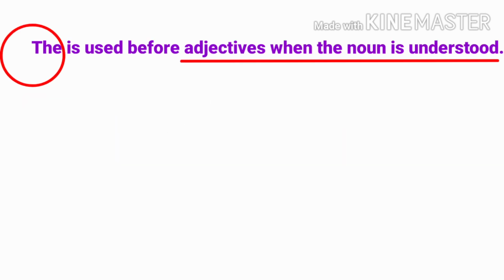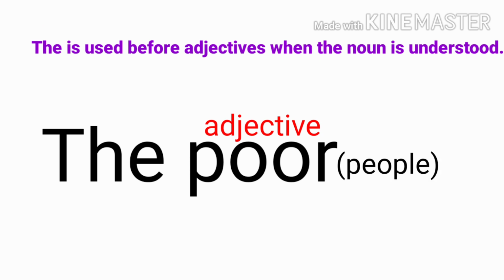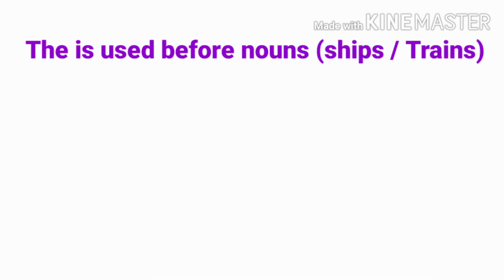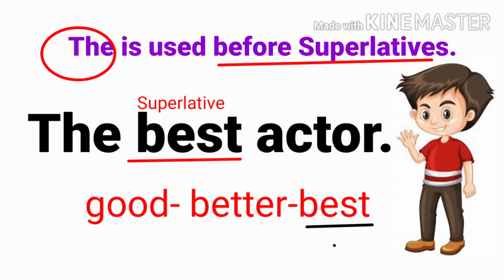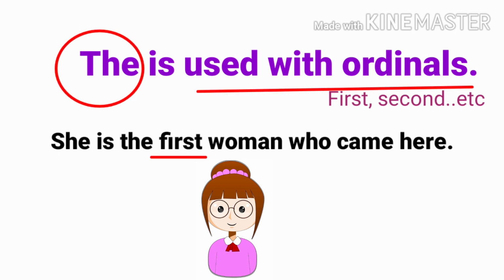The is used before adjectives when the noun is understood. Example, the poor. Here, poor is an adjective in poor people. So, when we say the poor, it means poor people, and the noun people is understood when we say the poor. The is used before musical instruments, and the is also used before the name of ships or trains. The is used with superlatives. Example, the best actor. And the is also used with ordinals. She is the first woman who came here.